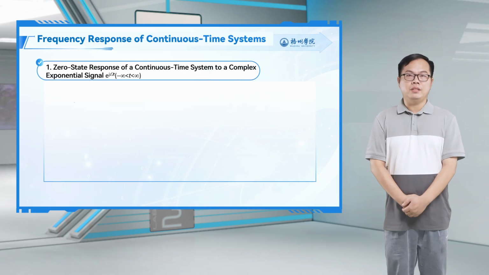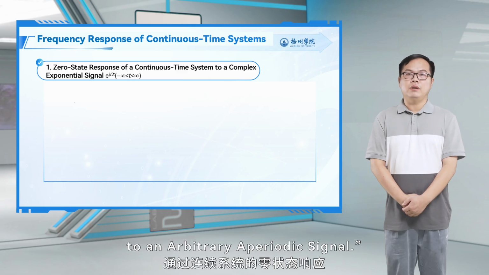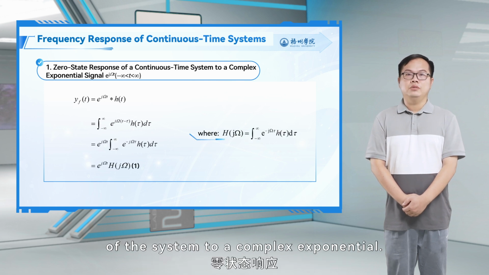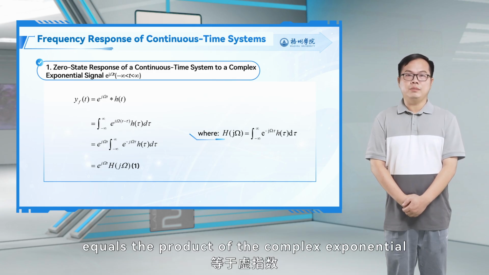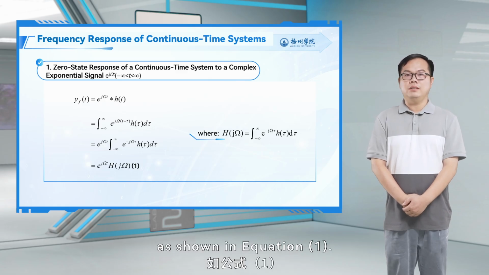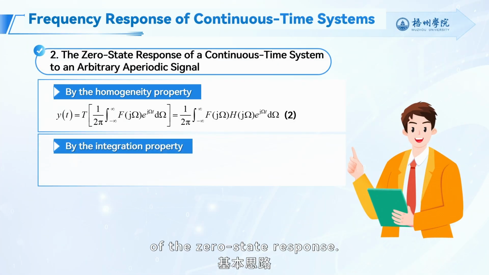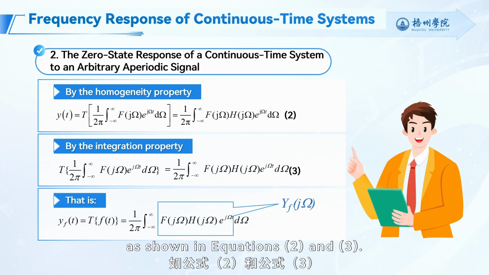Hello everyone. Today we will study the zero-state response of a continuous time system to an arbitrary aperiodic signal. First, let us examine the zero-state response of the system to a complex exponential. We find that the zero-state response equals the product of the complex exponential and the spectrum of the impulse response, as shown in equation 1. Just now we understood the basic idea of the zero-state response. Now let us look at the detailed mathematical derivation, as shown in equations 2 and 3.